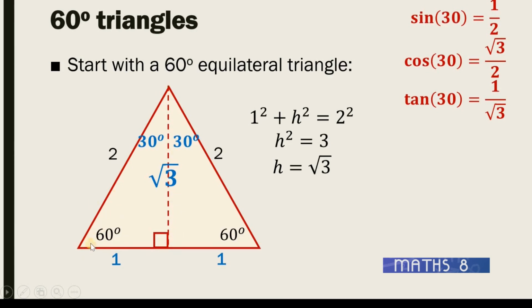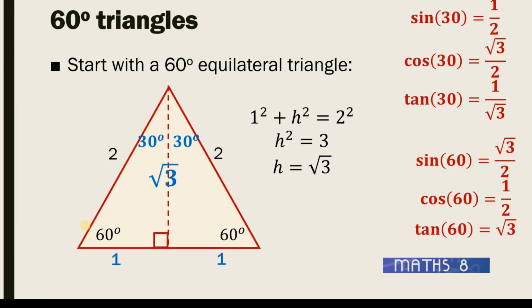We now use the 60-degree angle. Sine 60 is the square root of 3 over 2. Cos 60 is 1 over 2. And tan 60 is the square root of 3.